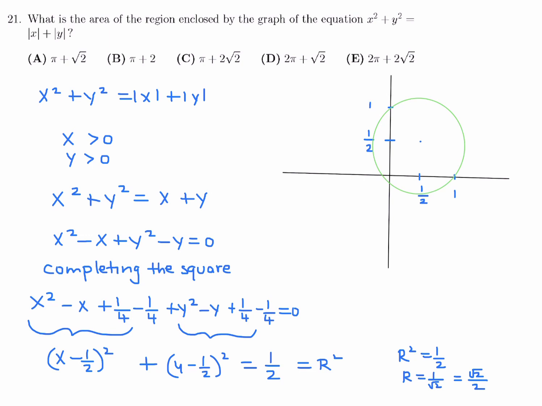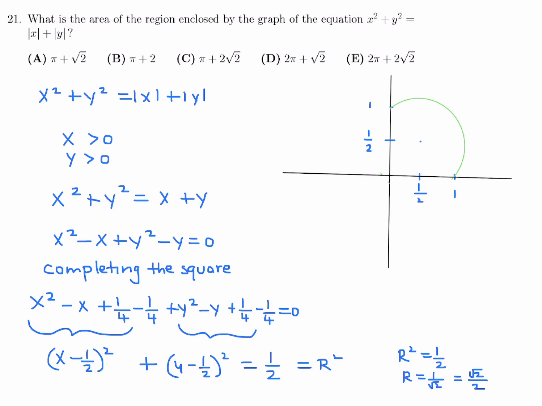So the graph looks something like that. But the key thing is that it's only got to be in the first quadrant, so I have to get rid of that portion of the graph because it cannot be in any other quadrant. So there we go. That is what it looks like just in the first quadrant.